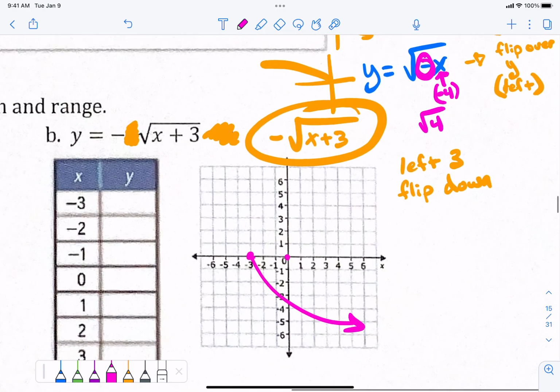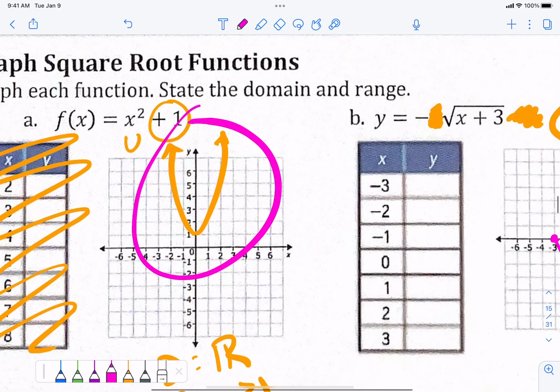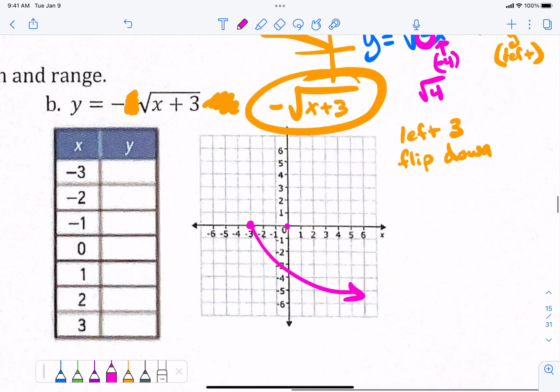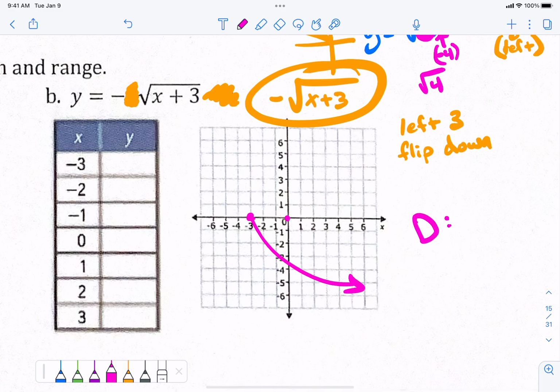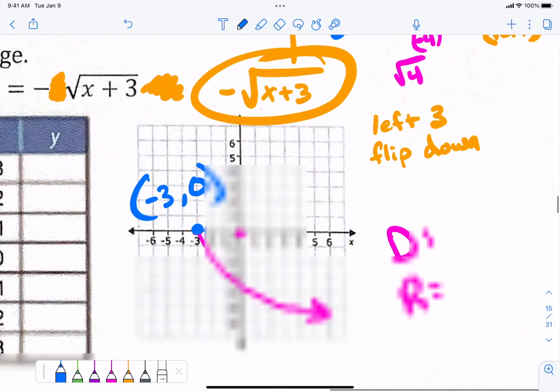Good? Do you understand why this one was a parabola and this one was a square root function? Yeah? Because this was x squared and this was square root, right? Okay? All right. So we have this going on. Then we want domain and we want range, all right? Up above, we cheated. We found this point right here. Okay, what's this coordinate point where it starts? -3, 0. Okay, so I'm going to use that for my domain and range.